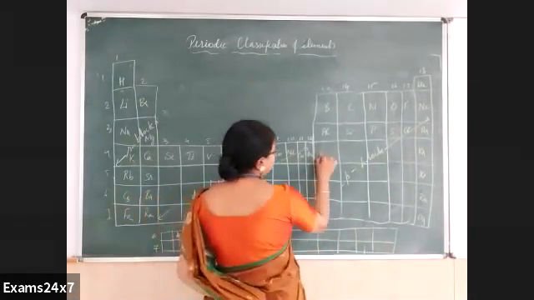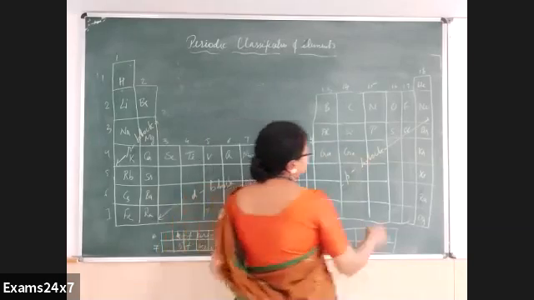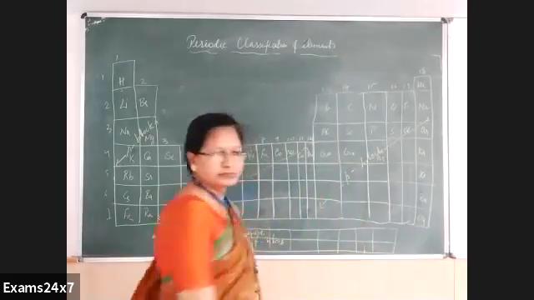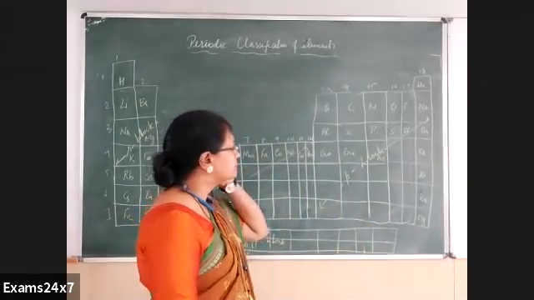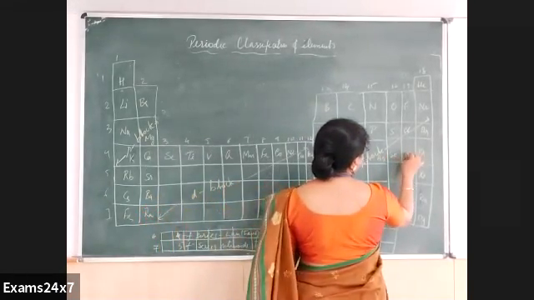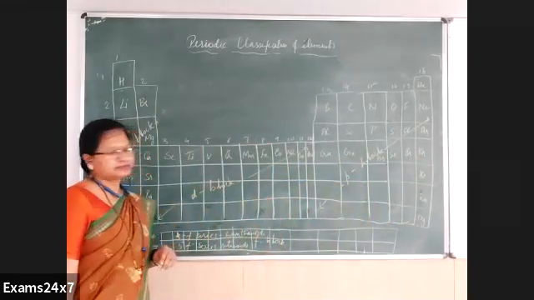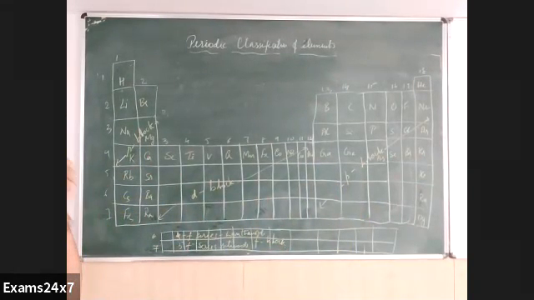Then what do we have here? Gallium, germanium, then arsenic, correct? Some of those elements. Then selenium, bromine. So that is an outline of the periodic table. We'll have the description of this.